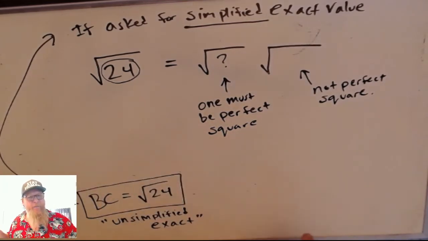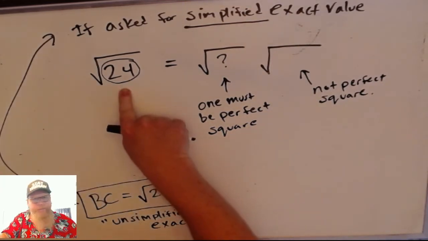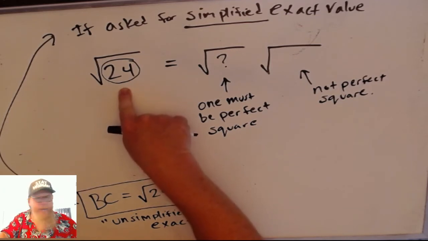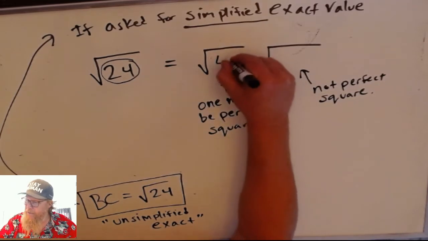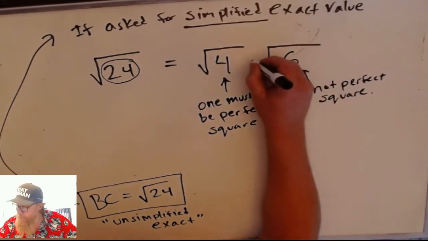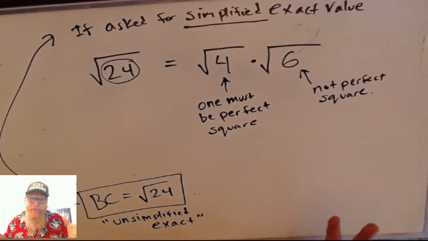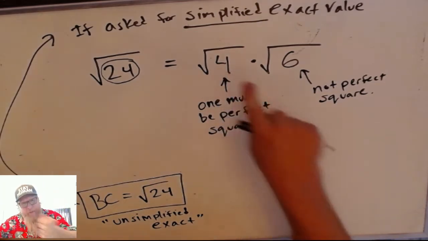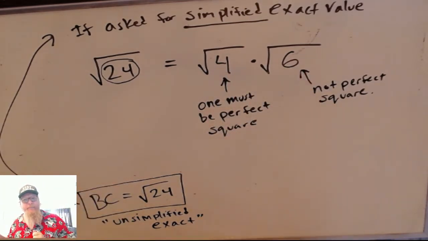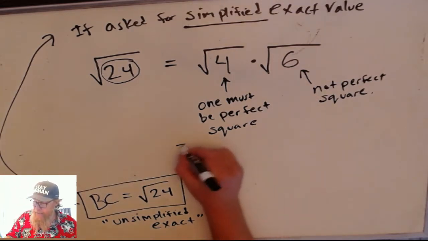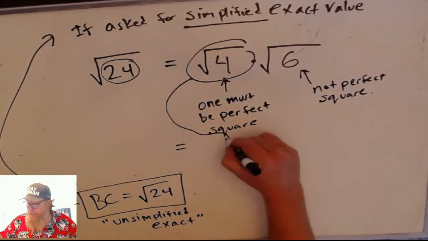As I've been talking, you've probably been thinking about it. 24 is 2 times 12, but neither one of those is perfect. 24 is also 8 times 3, but neither one of those is perfect either. So the one you're going to pick, there's always only one good one, is 4 times 6. If you want, you can put a little dot there for times. There are lots of wrong simplifications. You want to pick the one that has one perfect and one imperfect.